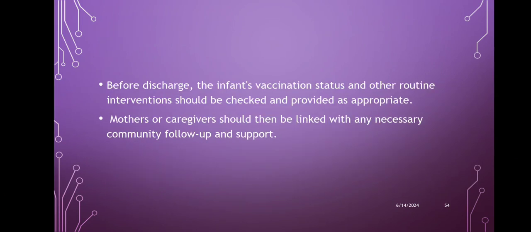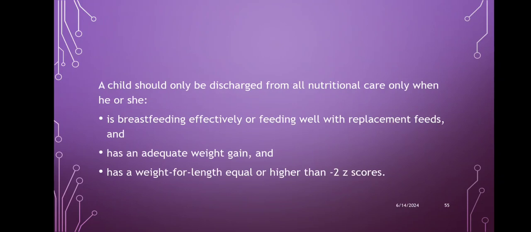Before discharge, the infant's vaccination status and other routine interventions should be checked and provided as appropriate. Mothers or caregivers should then be linked with any necessary community follow-up and support. A child should only be discharged from all nutritional care when he or she is breastfeeding effectively or feeding well with replacement feeds, has an adequate weight gain, and has a weight for length equal or higher than -2 Z scores. So that's all about management of severe acute malnutrition.